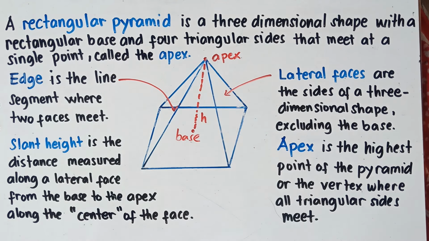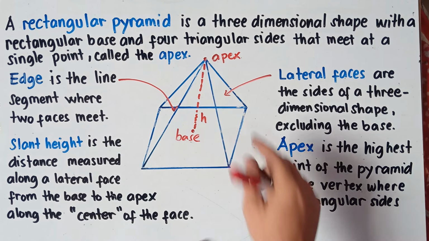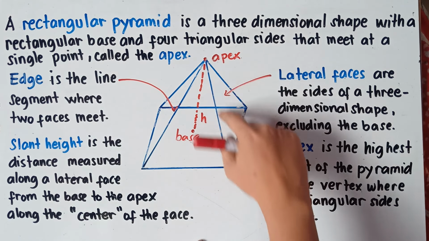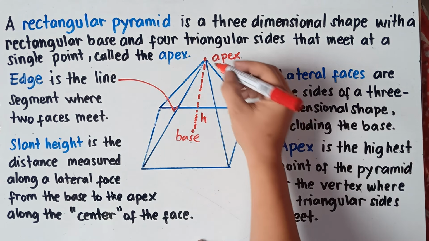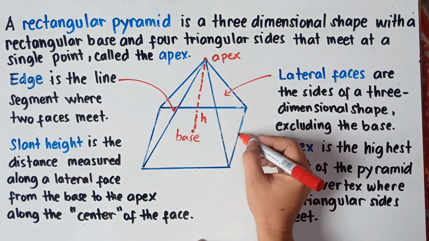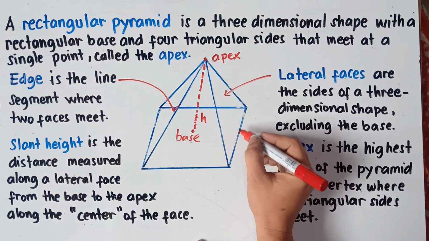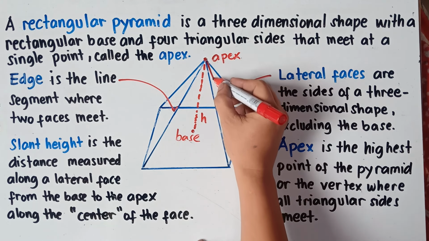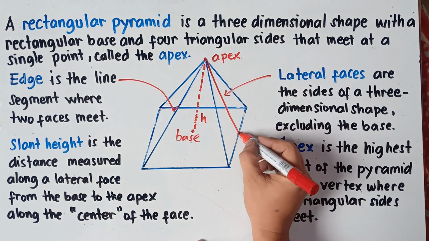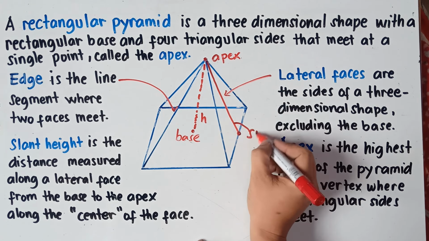Now the slant height is the distance measured along a lateral face from the base to the apex along the center of the face. Let me just explain that one, class. For example, for this lateral face, the slant height would be from the apex along to the center part of this lateral face. This one right here, class, is what we call the slant height.